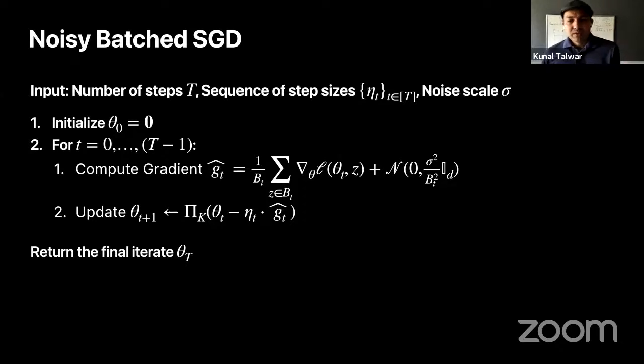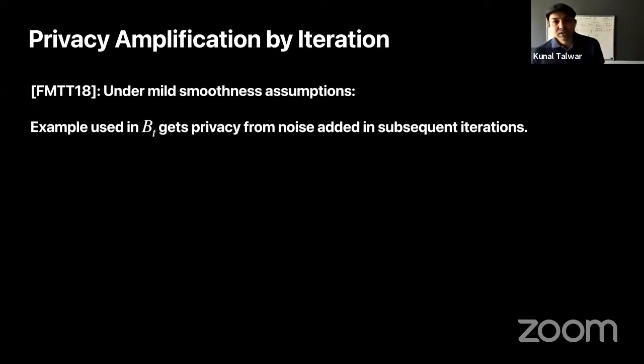Now, this isn't quite true in general, because the gradient in the second step is being computed at theta1, which depends on the example in the first batch. So if my loss functions could be very unsmooth, then this kind of an argument doesn't work. But it turns out such an argument does work if you make relatively mild smoothness assumptions. So in a work with Vitaly Feldman, Ilya Mironov, and Abhradeep Thakurta back in 2018, we showed that indeed an example in some batch gets privacy not just from the noise that was added to the gradient in that step, but also from the noise added in subsequent iterations. So I can pretend as if all the noise added after this step was actually added to this gradient, and use that to argue about privacy.